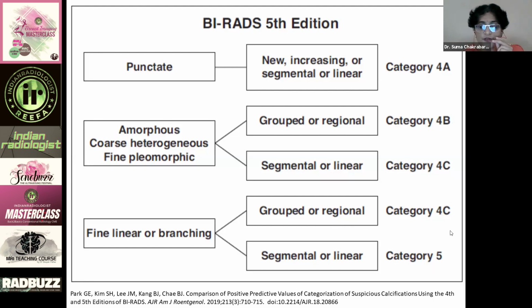The only ones which are really BIRADS 5, so there is no one morphology or distribution feature which makes it BIRADS 5, but a combination of worst morphology and the worst distribution gives a category 5. So that is the fine linear branching pattern with either segmental or a linear distribution pattern. This gives us a category 5 in terms of calcifications in the breast.